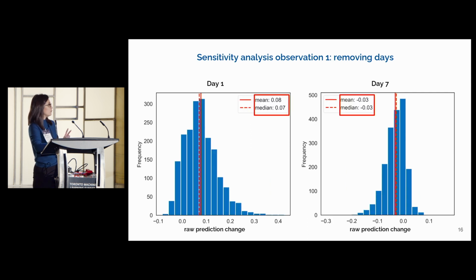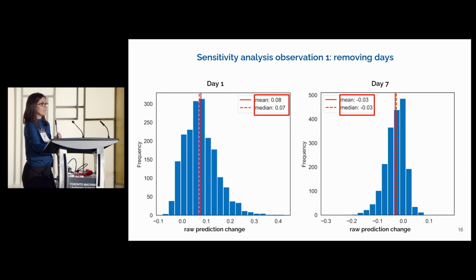And I want to focus on 2 days in particular, day 1 and day 7 here. So when we zeroed the activity of day 1 and calculated the mortality prediction and looked at the change, we saw that on average, the prediction went up, meaning that the person becomes unhealthier, which is understandable. If someone is less active, we expect them to be unhealthier.